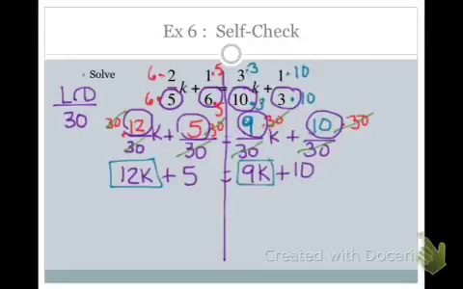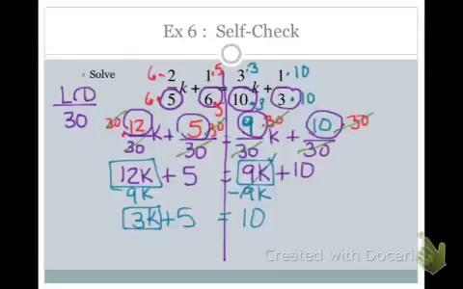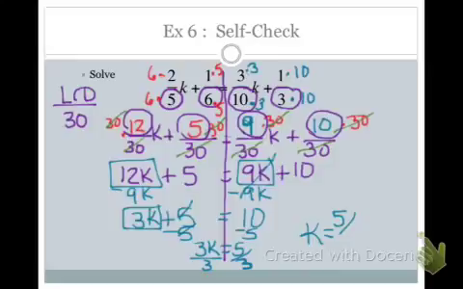Box your variable term. We're going to move the smaller to the larger, so we're going to subtract 9k. That gives me 3k plus 5 equals 10. Rebox your variable term. I'm going to move my constant term away from my variable term. Gives me 3k equals 5. And please, again, as we divide our coefficient away from our variable term, don't be afraid of fractional answers. My solution for k is 5/3.